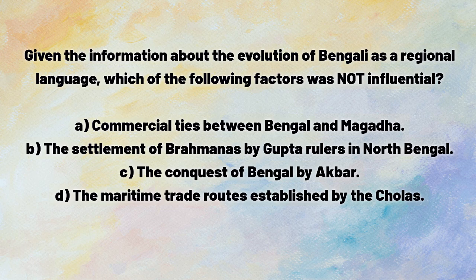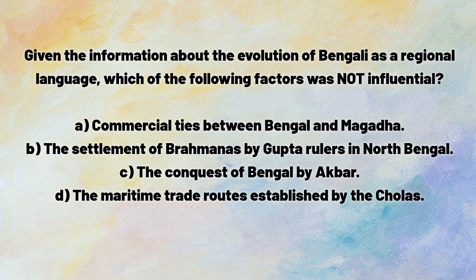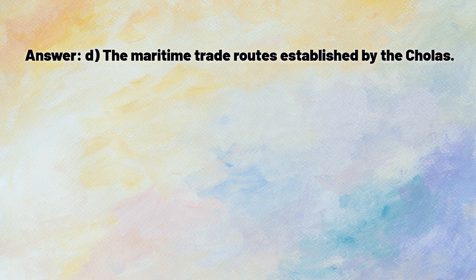Given the information about the evolution of Bengali as a regional language, which of the following factors was not influential? A. Commercial ties between Bengal and Magadha. B. The settlement of Brahmanas by Gupta rulers in North Bengal. C. The conquest of Bengal by Akbar. D. The maritime trade routes established by the Cholas. Answer: D. The maritime trade routes established by the Cholas.